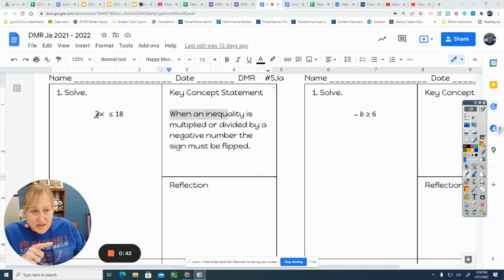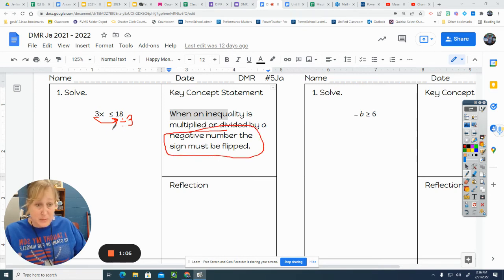So in order to isolate that x variable, we have to move this 3 over to the other side with an inverse operation, the reverse operation, the opposite. The opposite of the operation that's happening here, this is multiplication, is going to be dividing. And we're dividing by a positive 3. Since it's positive, I don't have to flip this sign. So the x stays here, the 3 gets moved to the other side, and it becomes 18 divided by 3, which is 6. So my answer is any number less than or equal to 6.